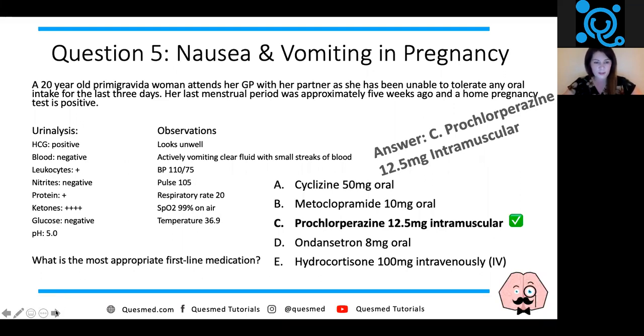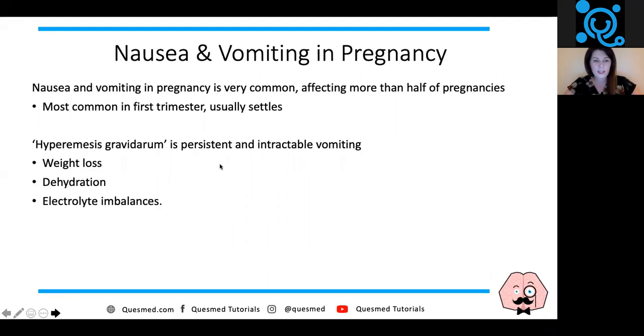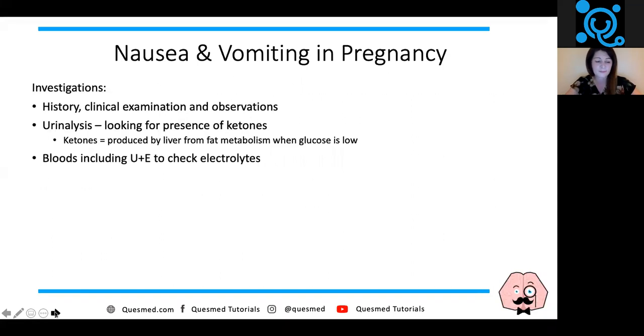So let's talk about nausea and vomiting in pregnancy. Now, nausea and vomiting in pregnancy is super common, affecting more than half of all pregnancies. It's most common in the first trimester and it usually settles by the second trimester. True hyperemesis gravidarum is persistent and intractable vomiting, to the point where even fluids cannot be kept down. This leads to weight loss, dehydration and electrolyte imbalances, and is actually pretty rare.